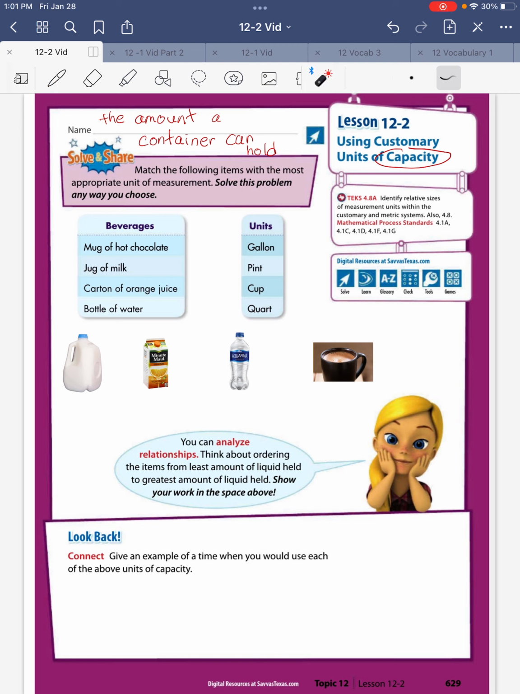So it's saying match the following items with the most appropriate unit of measurement, okay? So they're giving us a mug of hot chocolate. So I got a picture of a mug of hot chocolate. A jug of milk. So I have a jug of milk. A carton of orange juice. I have it here. And a bottle of water. I have it here, okay?